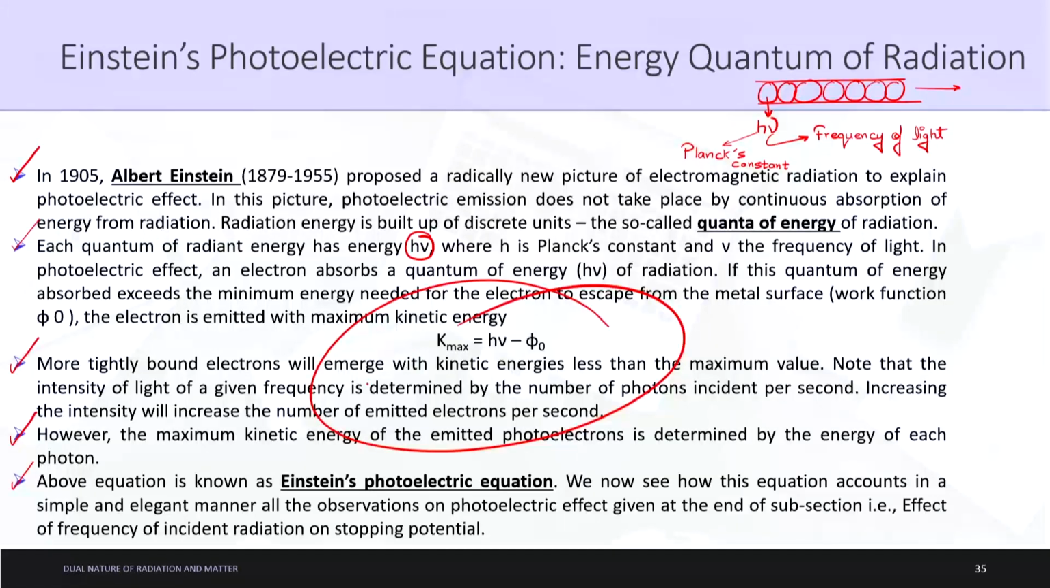And finally, as far as exams are considered, you can just remember this equation, that is K max is equal to h nu minus phi naught. What is h here? Planck's constant. What is nu here? Frequency of light. What is phi naught here? Work potential. Okay, and hence the maximum value of the kinetic energy can be obtained.